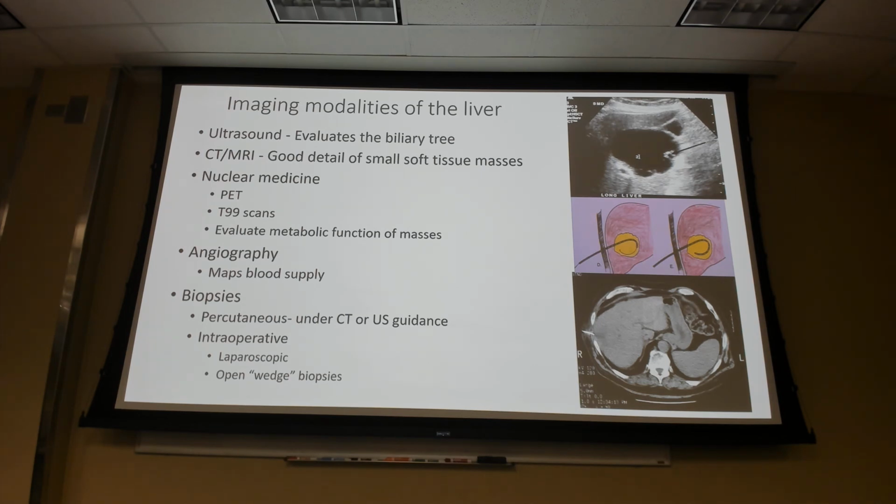However, we do use some of them for some gallbladder pathology as well when we're worried about obstructions in certain areas. Then we have our angiographies, which just look at the blood supply. And then obviously biopsy, if we're concerned for any sort of malignancy and we're unsure, then we'll typically biopsy them. We'll talk about that as we go through these slides.